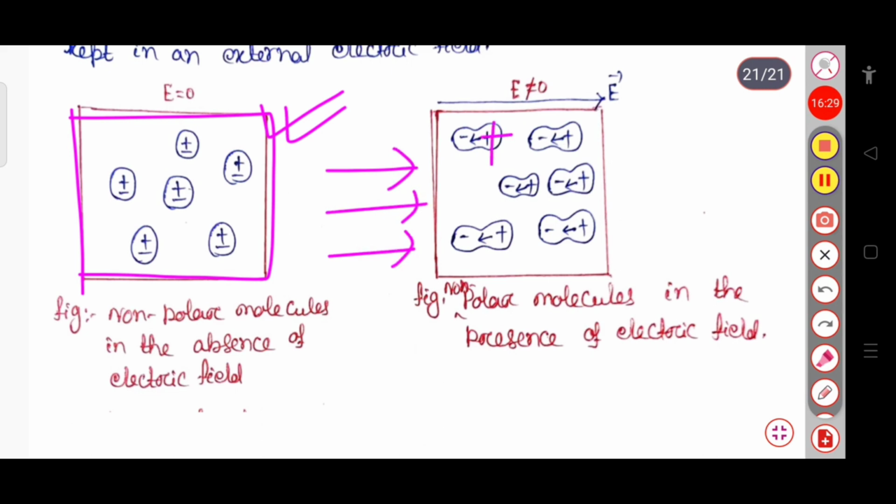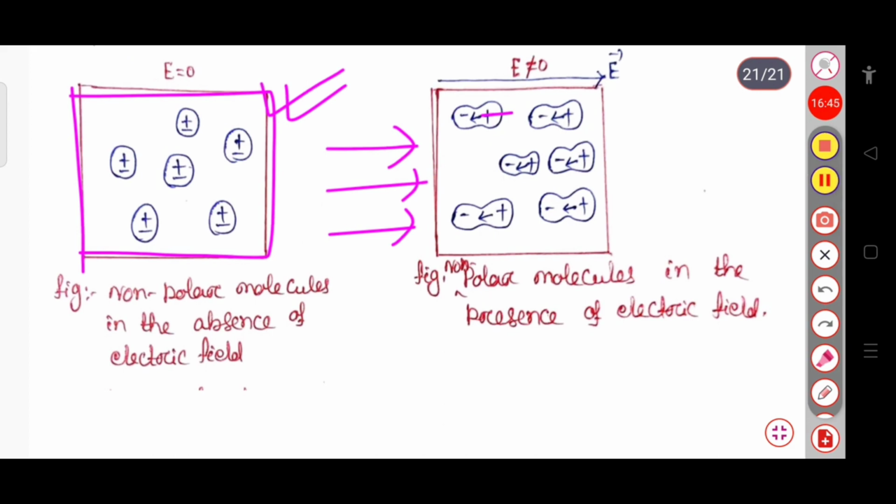This positive charge particle here, they will try to move in the direction of the field, and obviously this negative charge will move in the opposite direction of the electric field. That is, if I apply some electric field to this non-polar molecule, what will happen?